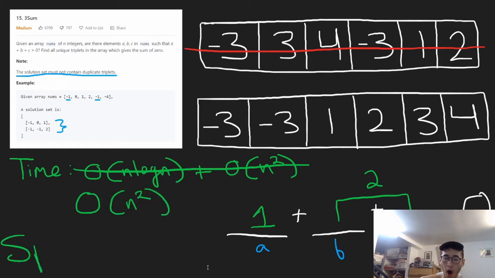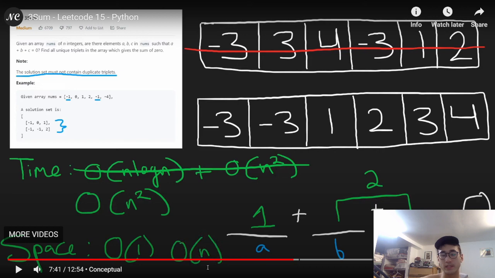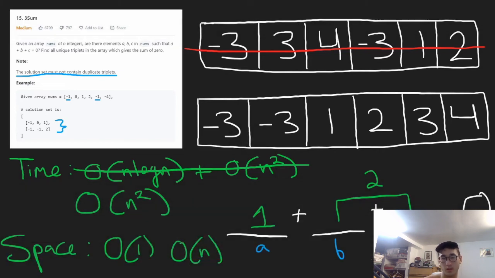Now, the space complexity will depend. So for the implementation I'm showing, it could be big O of 1, or it could be big O of n. I like how space complexity is starting to come to me as a concept. Sorting actually does take extra memory in some libraries, so it depends on your implementation of sorting. It could be O of n.